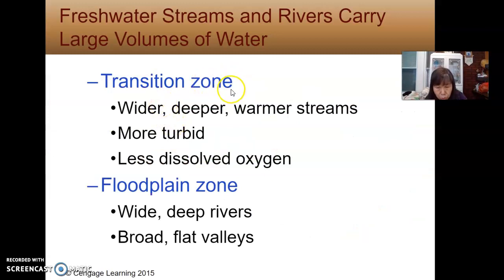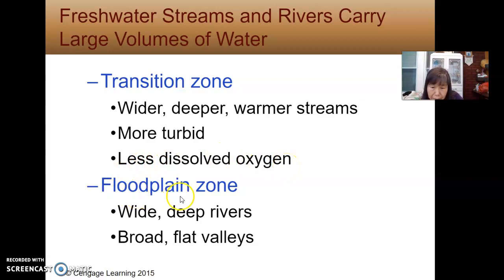So the transition zone you see in the middle part, they are wider, they are deeper, they are warmer streams. Because if they are shallow, they are warmed up by the environment, right? So they are more turbid. They pick up the sediment. And then they have less dissolved oxygen.